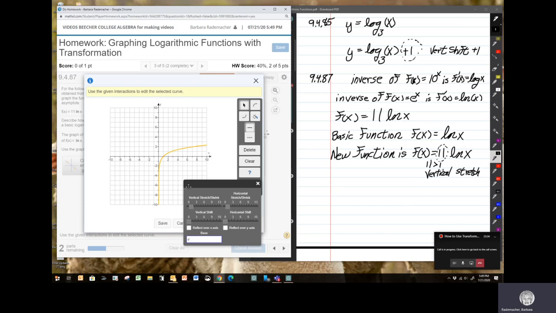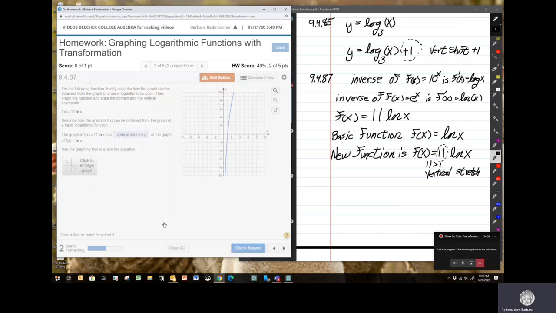Now we're going to enter into this box our one transformation, which is a vertical stretch, which is right here. And we need to go to positive 11. There it is. You just watched the number up there. Okay. Now there aren't any more. And yes, the base is e. So let's save and check answer.